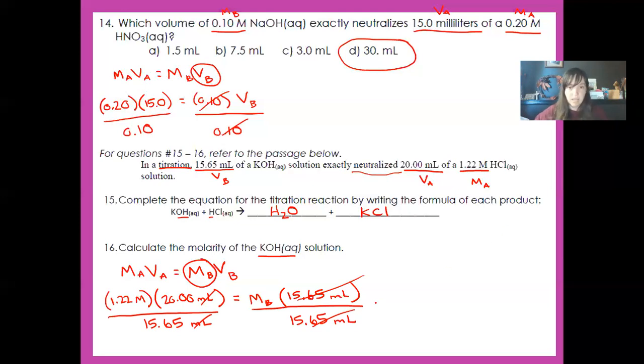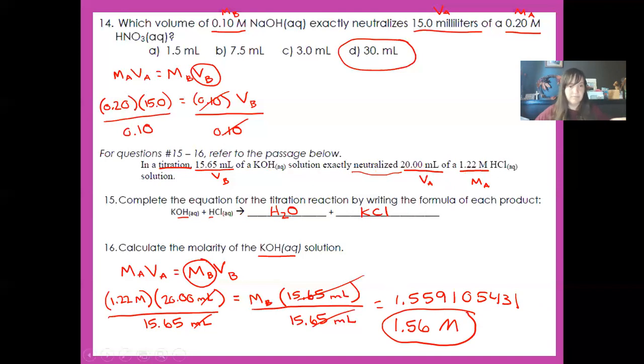And that gives me 1.559105431. Okay, and our unit, but we obviously can't use all those digits, so let's look up here. We've got 4 sig figs in that number, 3 in that number, 4 in that number, so I'm limited here. I'll use 3 in my answer, so that will be 1.56, round that guy up because of the 9, and our unit is molar. All right, 1.22 times 20 divided by 15.65.